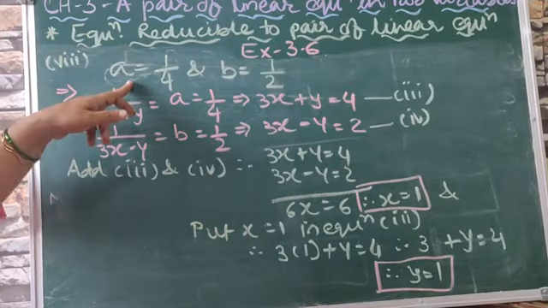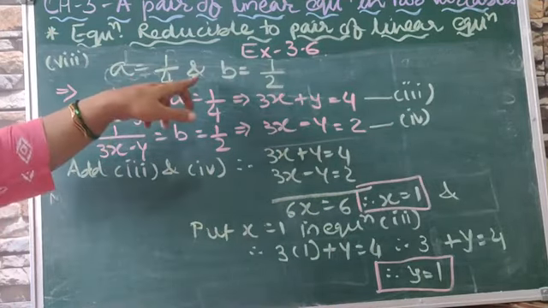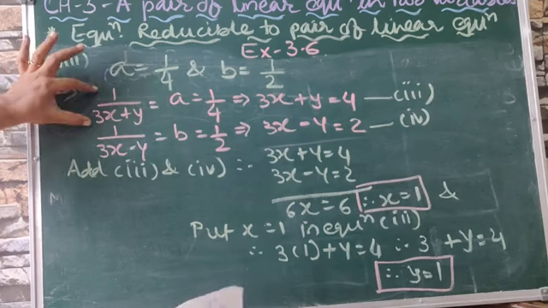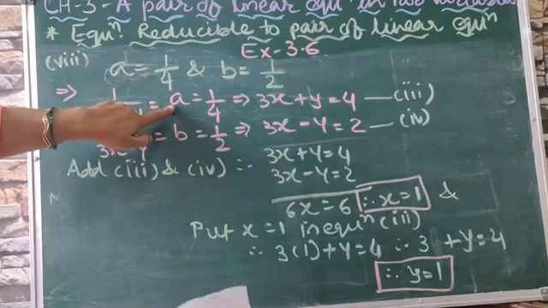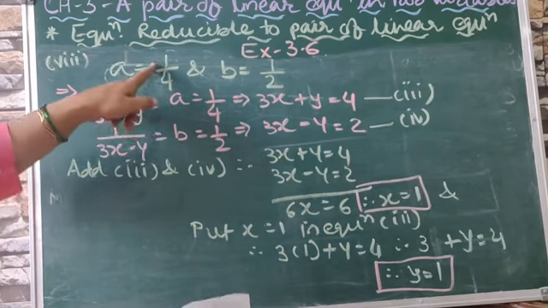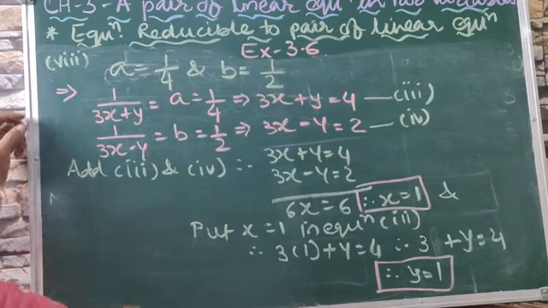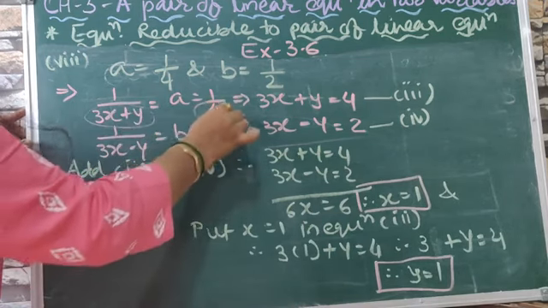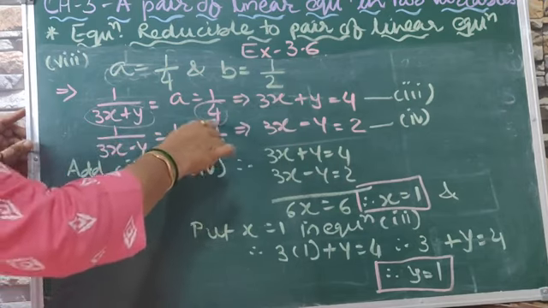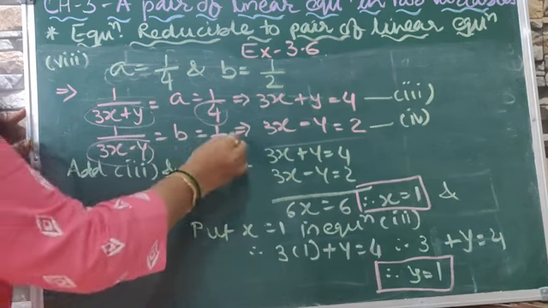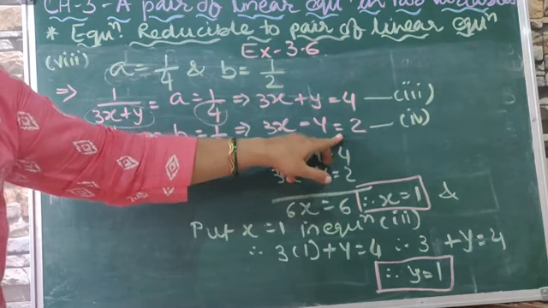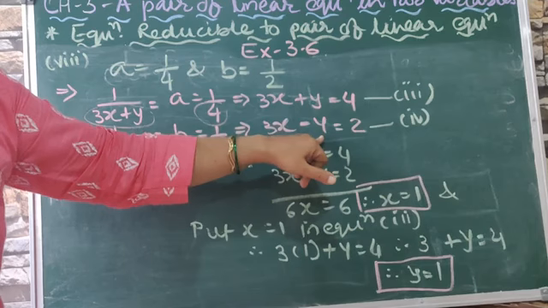Now after getting the value a equal to 1 by 4 and b equal to 1 by 2, what will be the next steps? The next steps are like this. As we assumed that 1 upon 3x plus y is a, and value a is 1 by 4, therefore we can say that 3x plus y is equal to 4. And as 1 upon 3x minus y is b, and b is 1 by 2, therefore 3x minus y is equal to 2.